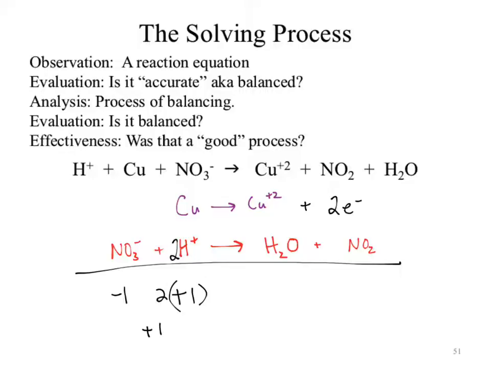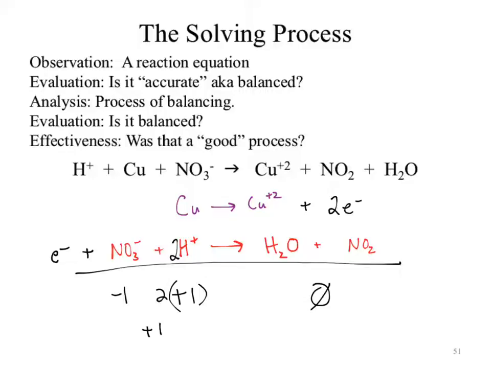On the product side, 0. Do my charges balance? What do I need to do? Add electrons. Where do I add those electrons? We'll add them to the left-hand side. How many electrons do I need to balance it? Just 1. 1 electron will cancel out that +1 charge. I now have an overall 0 charge for that equation, and that half reaction is now balanced.